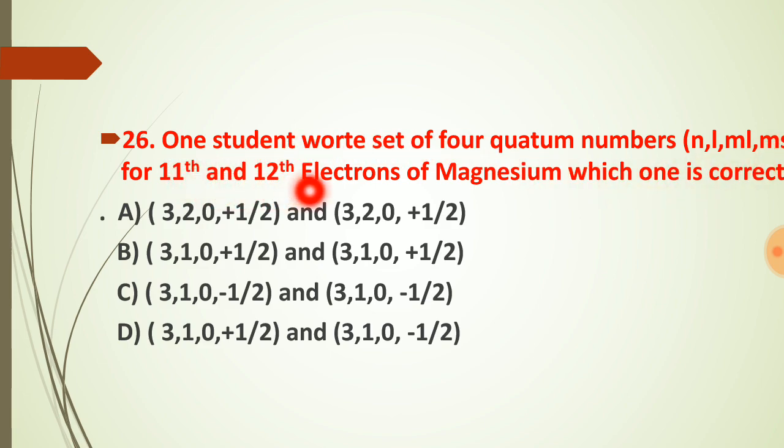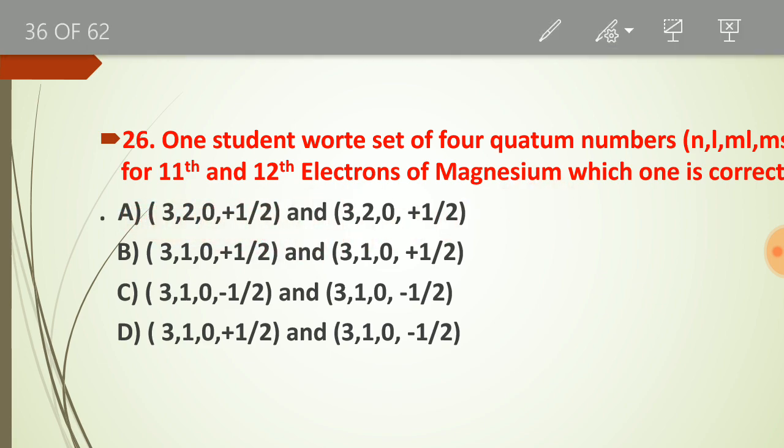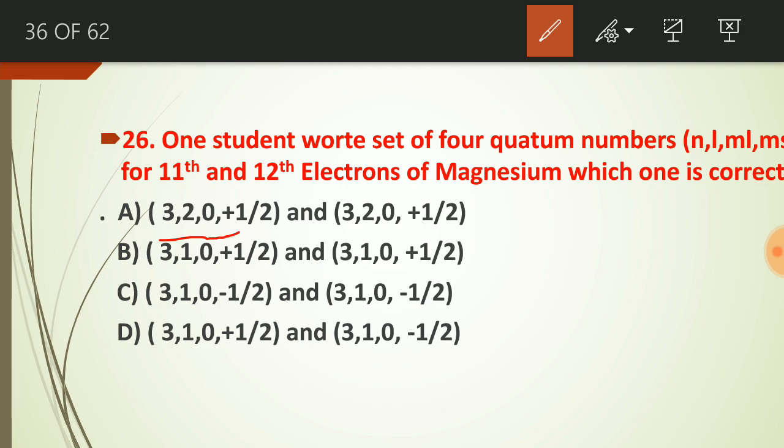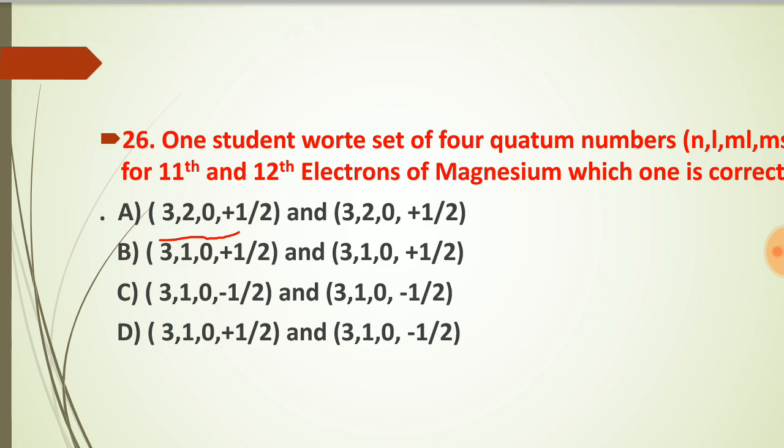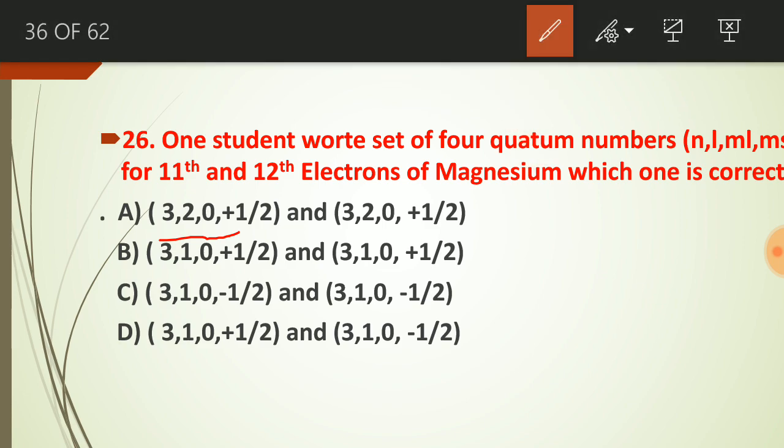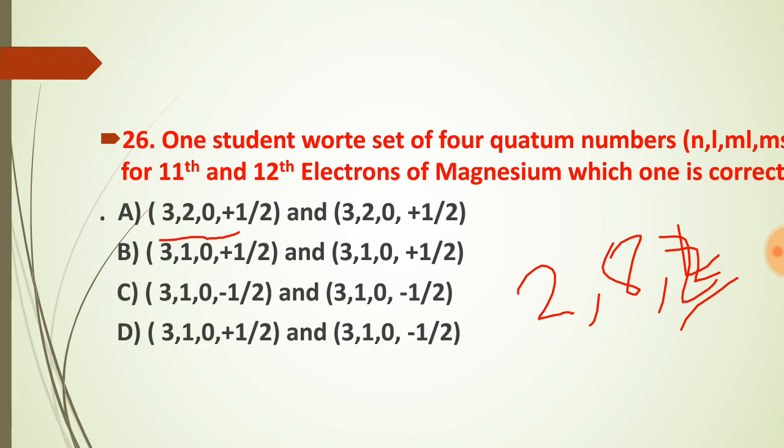For the 11th and 12th electron of magnesium, it contains four quantum numbers. The first one is N, second is L, third is ML, and fourth is MS. MS always takes plus half or minus half. Now the student is writing this for magnesium. We know that magnesium contains 12 electrons, which means 2, 8, 2. The student wrote the quantum numbers for the last 11th and 12th electron like this. Now we need to know which one is correct.